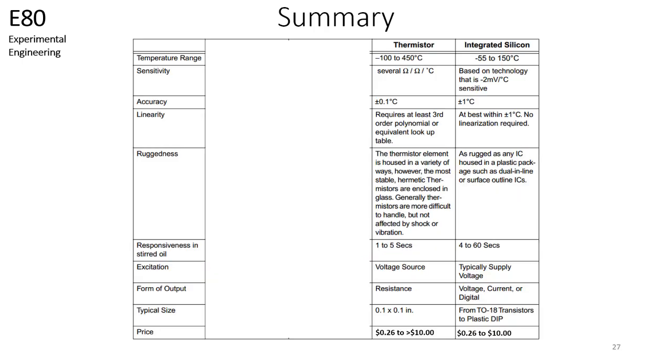Here is a summary of the temperature sensors that we have discussed thus far. As you can see here, thermistors have a wider operating temperature range than integrated silicon sensors, and they are also more accurate and have a faster response time. However, thermistors have a non-linear output, and a voltage divider is required to convert the output signal of a thermistor to a voltage signal.